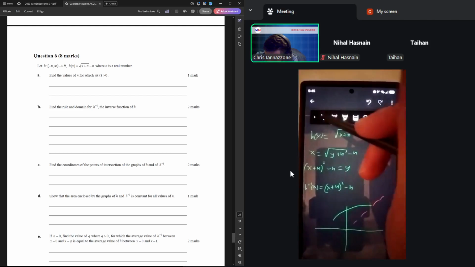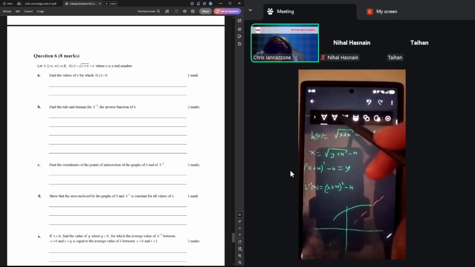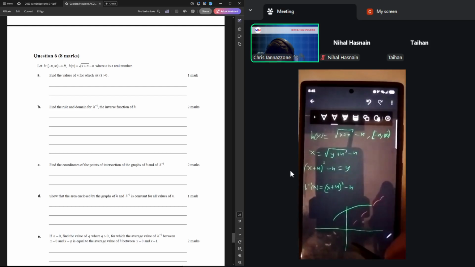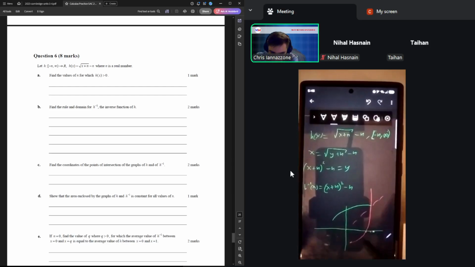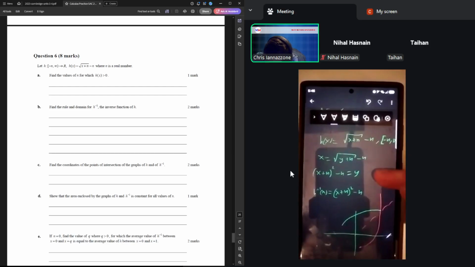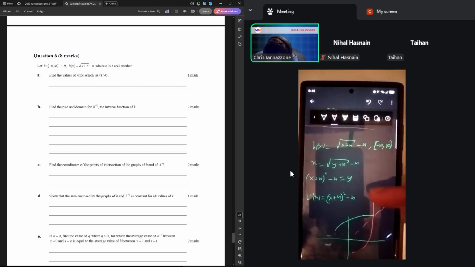Then, thinking about the fact that the inverse is the reflection in the line y equals x, we can now more safely observe what part of the quadratic we're likely to have. That's going to be the right-hand side part of the quadratic of the turning point there. So when we give our domain, well, that's where it's going to come from. Any questions?